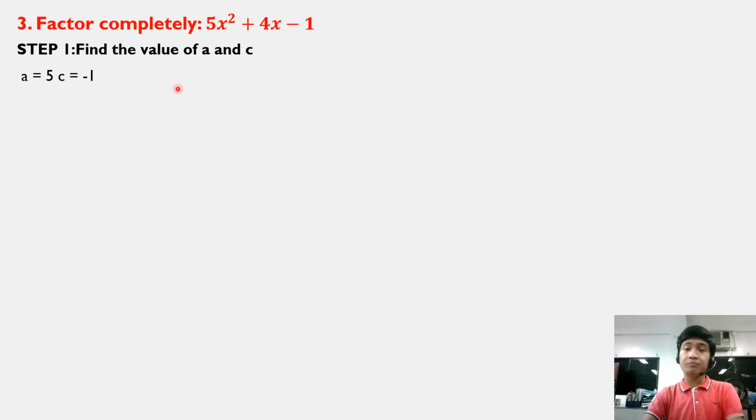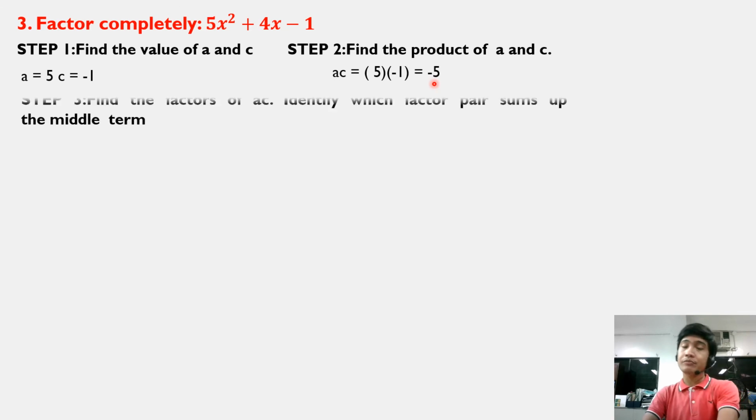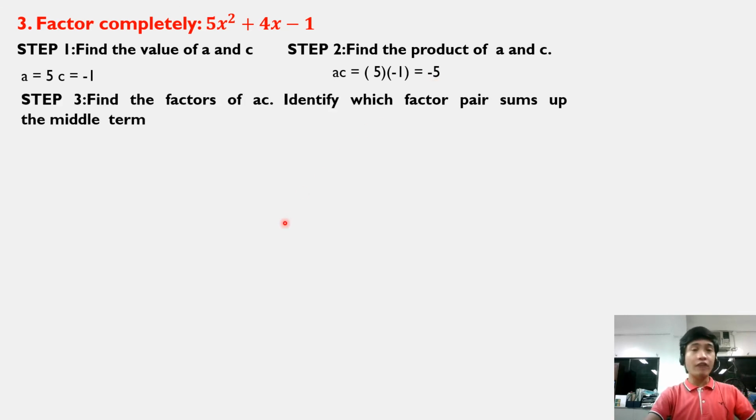Okay? Step number 2, find the product of A and C. So you have here AC, that is equal to 5 times negative 1. You will have negative 5. Step number 3, find the factors of AC. Identify which factor pair sums up the middle term.